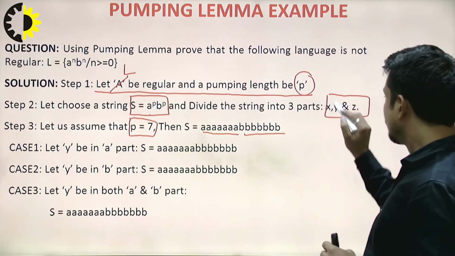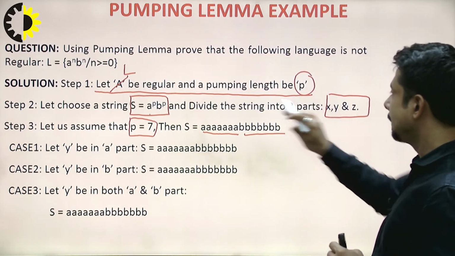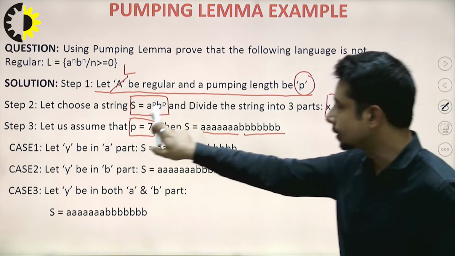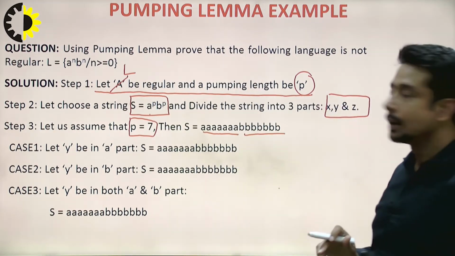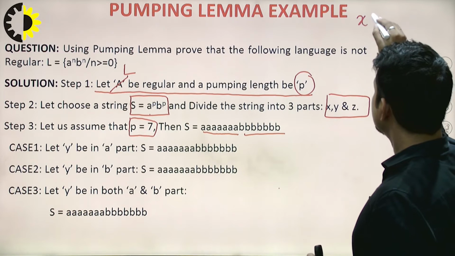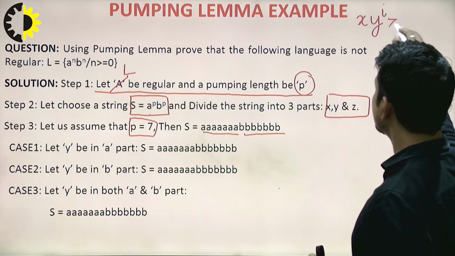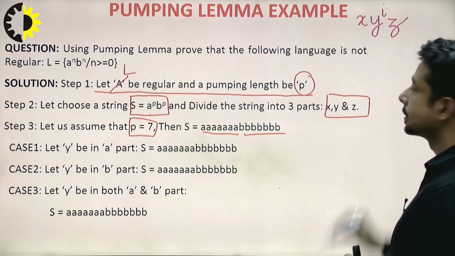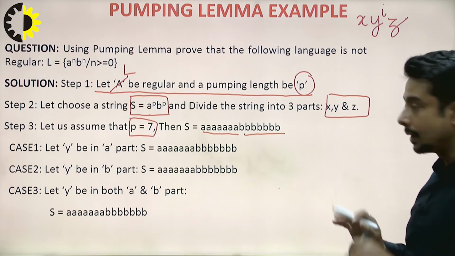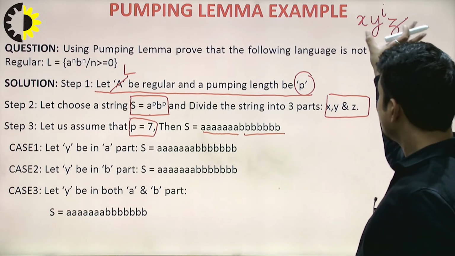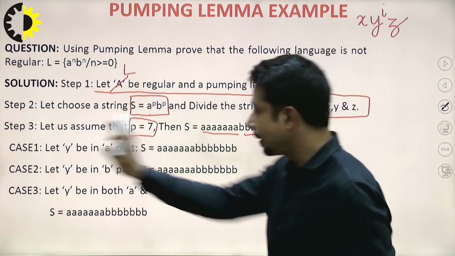See, the condition behind dividing this particular expression into x, y, z is why I need to finally check this particular condition according to this algorithm: x, y to the power i, z. I will let you know how. Because of this, we are doing 3 cases.